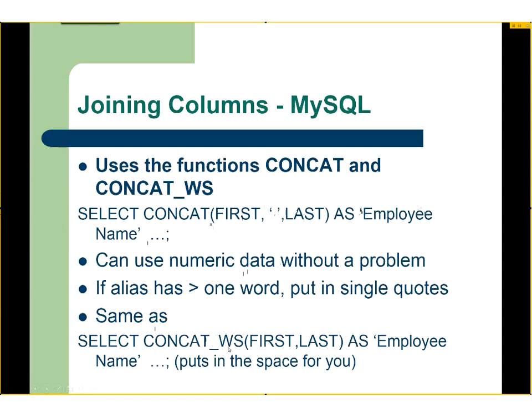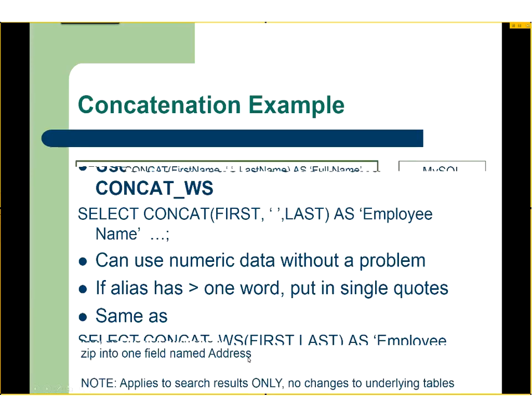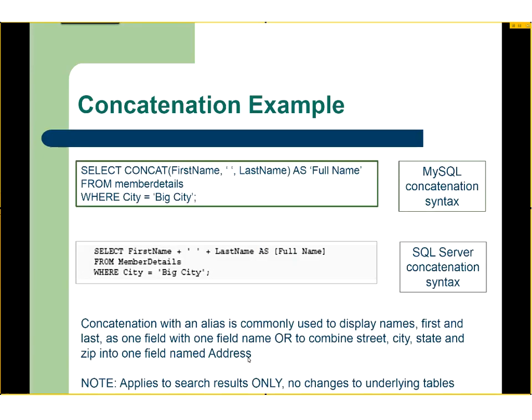I don't tend to use the WS. Okay, that means white space. It concatenates it. It puts it together, separated by a white space. I just put the space in myself. Okay, so if you look at the top one, okay, concatenate first name, space, last name as full name from member details where city equals big city. That's the way we're going to do it.